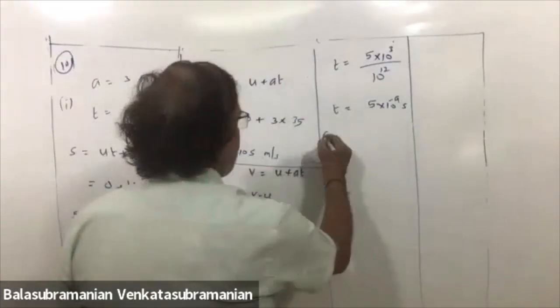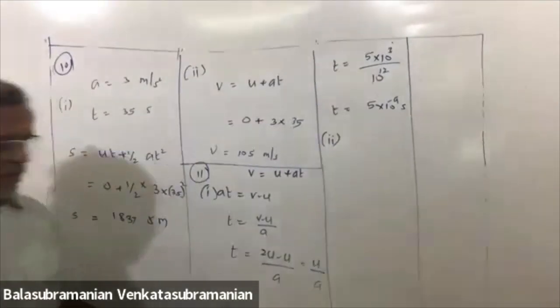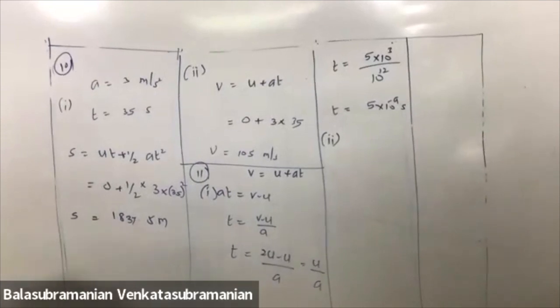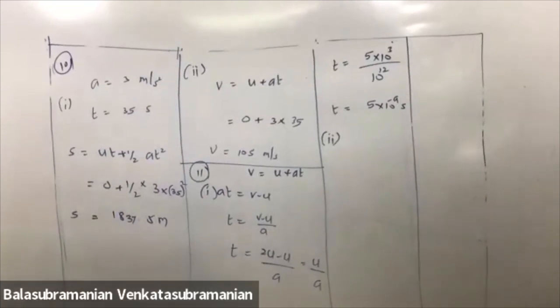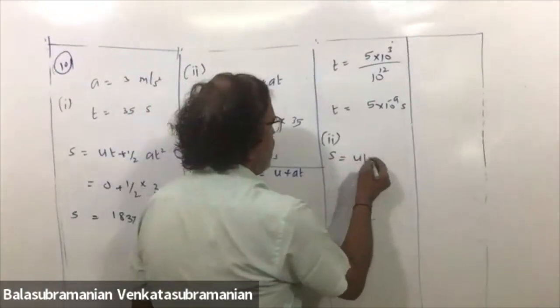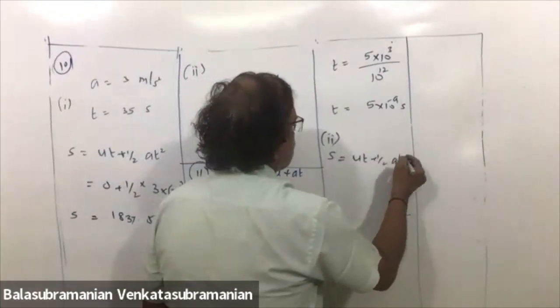First part done. Second, what is to be calculated? Distance. What is the distance formula? S is equal to ut plus half at square.